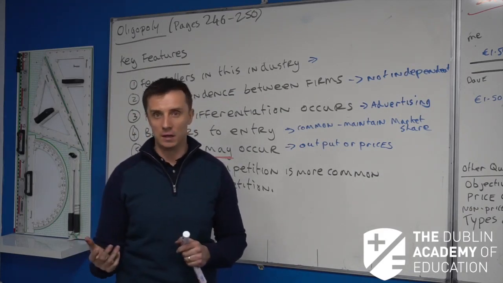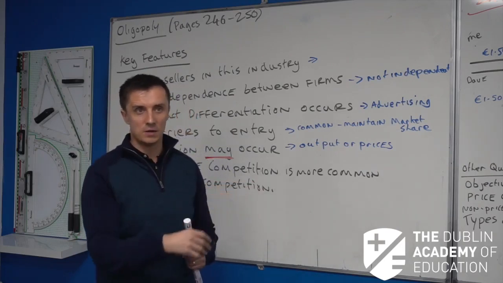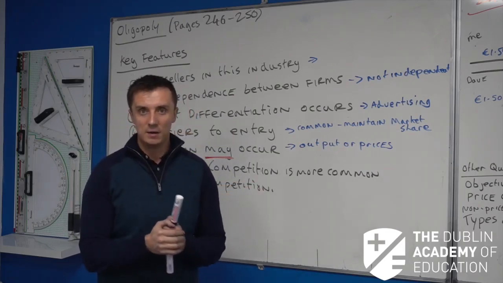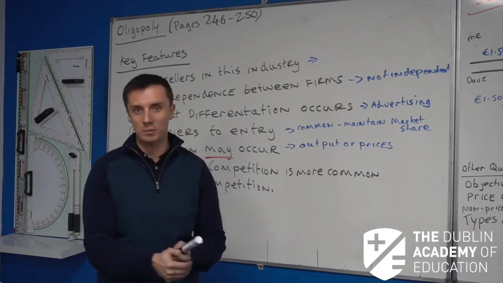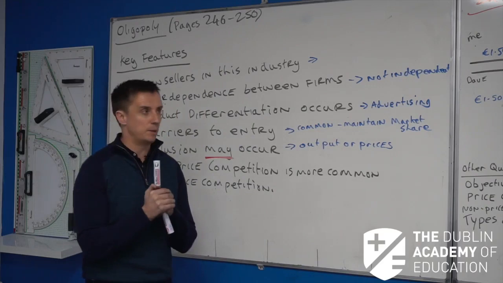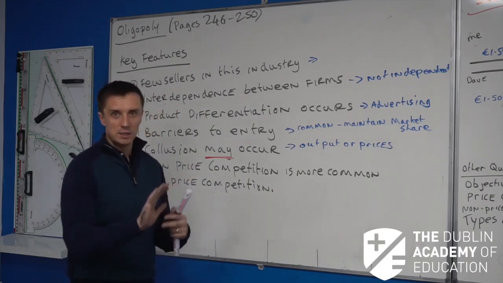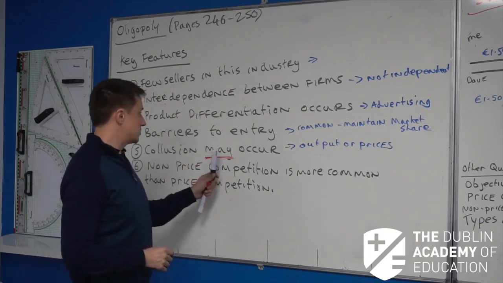Now this is illegal in Ireland. You couldn't have two companies sitting down saying, okay, we'll agree to set the market price together. There's no formal agreement in the contract. You're not allowed to collude, but a lot of firms might do it implicitly when there's no formal agreement, and you just kind of agree to stand off each other. So what we get, guys, is that collusion may occur.